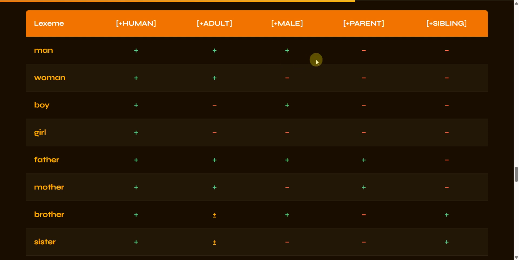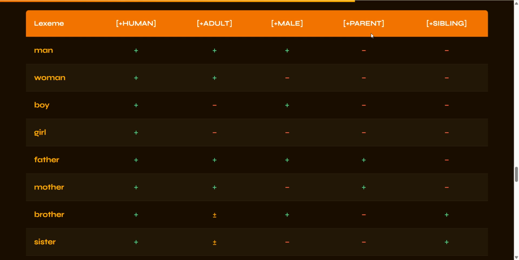So plus male: man is male, so it's plus for him. For woman, it's negative. For boy, it's plus. For girl, it's negative. For father, plus. For mother, negative. And again, for brother it is plus, and for sister it is negative.